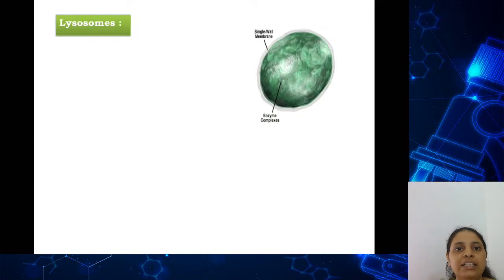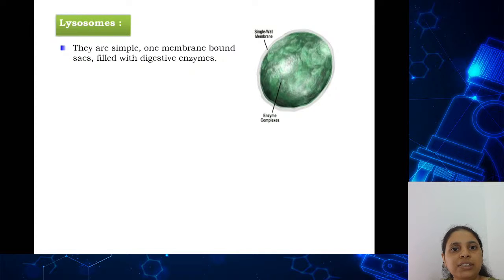Okay, so let's see the structure and the functions of lysosomes. First, these are very simple, one membrane bound sac like structures which are filled with a variety of digestive enzymes. These enzymes can digest proteins, nucleic acids like DNA, RNA, and enzymes which can break different types of carbohydrates and fats, right? It has a variety of digestive enzymes. Now these enzymes are made by the RER, that is rough endoplasmic reticulum.